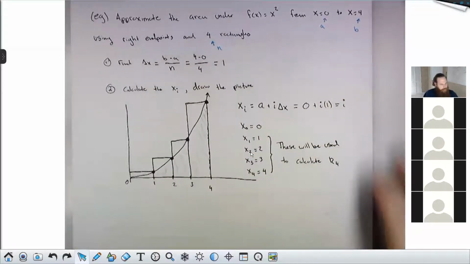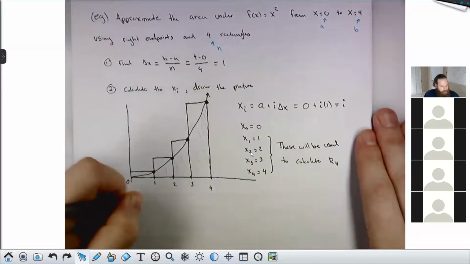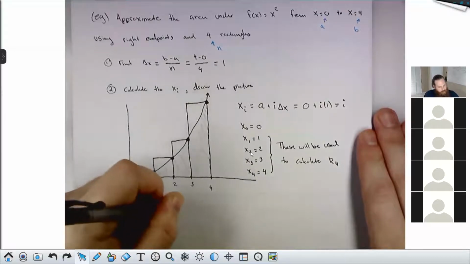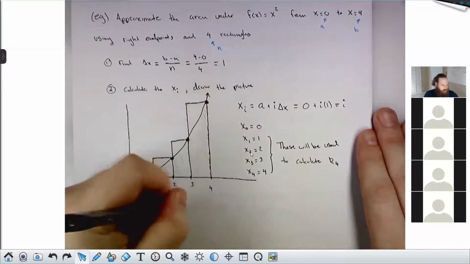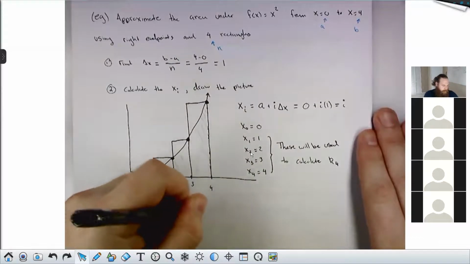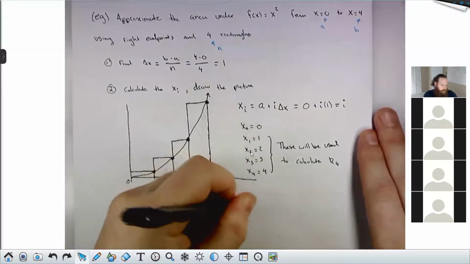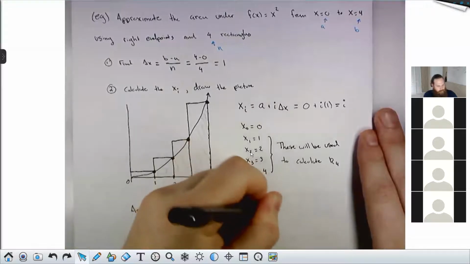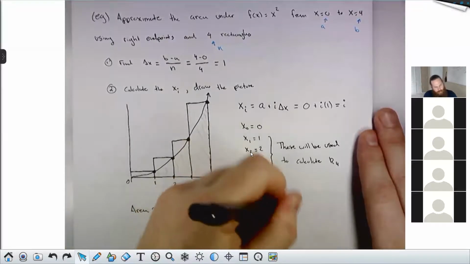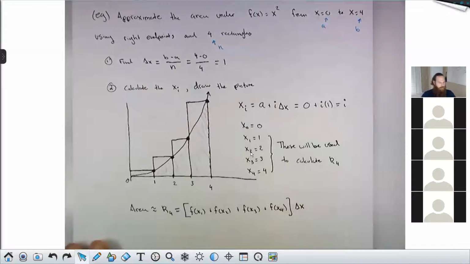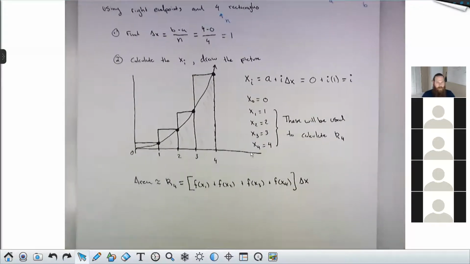All right. The area is approximately equal to R4, which is f of x1 plus f of x2 plus f of x3 plus f of x4, times delta x. So here I'm not using the capital sigma version because n is small and I need to do the calculation by hand. So I'd have to write it out eventually anyways.